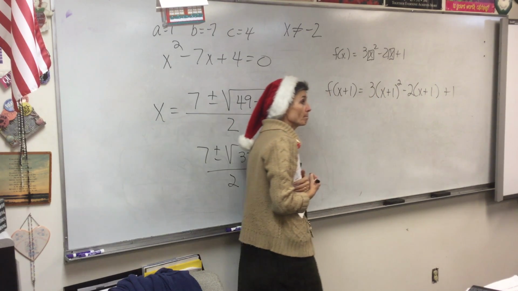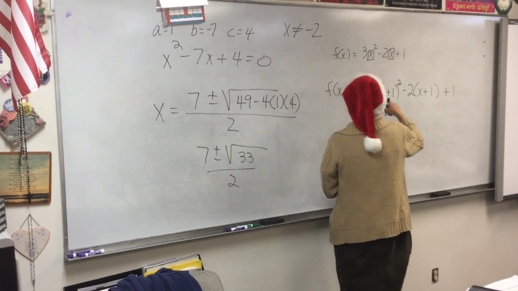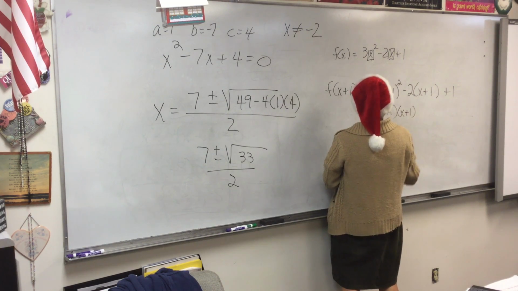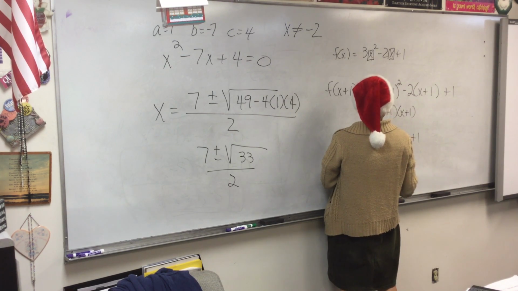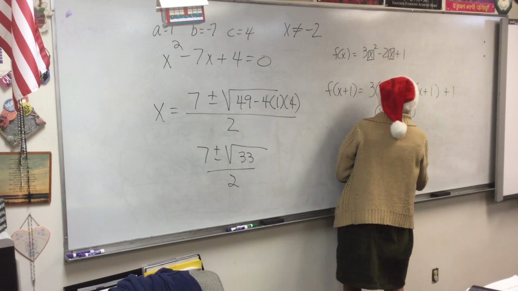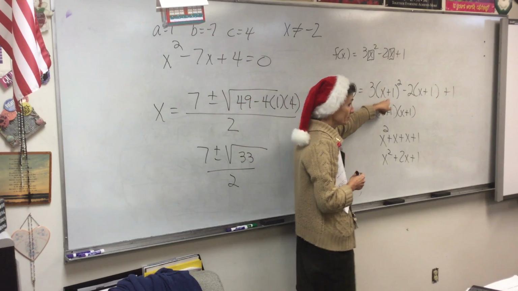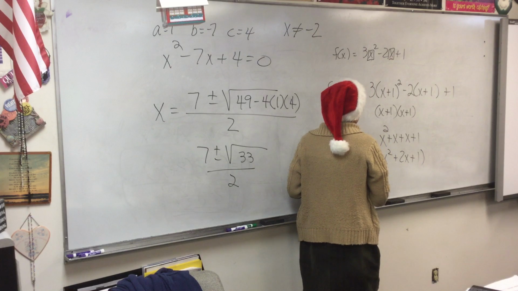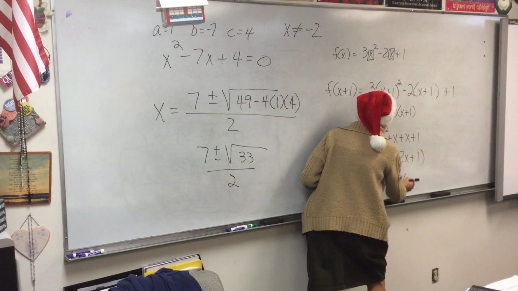And now what? Don't you square what's in parentheses? I square what's in parentheses, and what that means is FOIL, right, Chris? Yep. That's going to be x plus 1 times x plus 1. So that's x squared plus x plus x plus 1, which is x squared plus 2x plus 1. That's FOIL, but it's still got to be times 3. So it's 3x squared plus 6x plus 3.